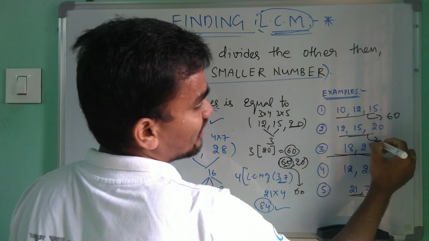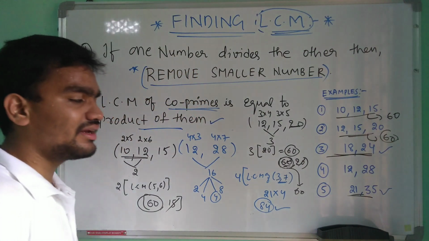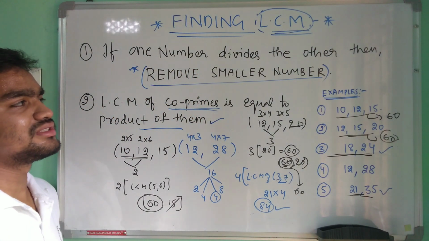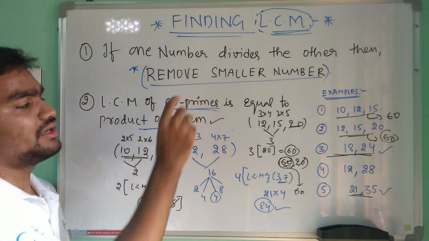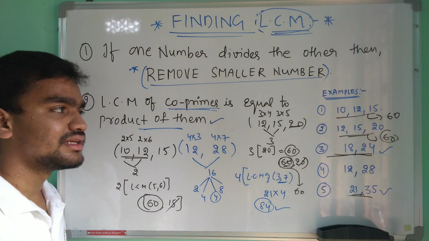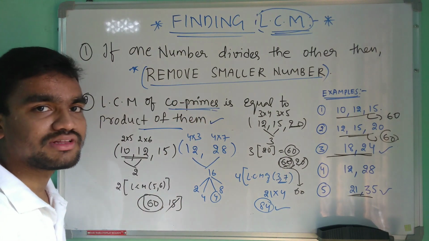So in this way you can calculate the LCM of a given set of numbers by using these rules. This is the first important rule and this is the second thing that is to be noted, and one should remember them while solving for the LCM.